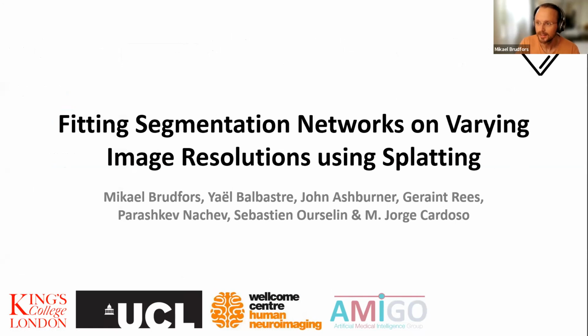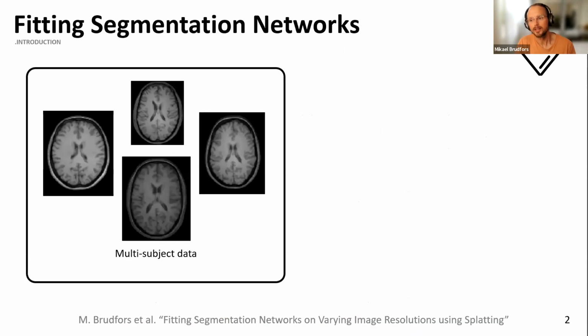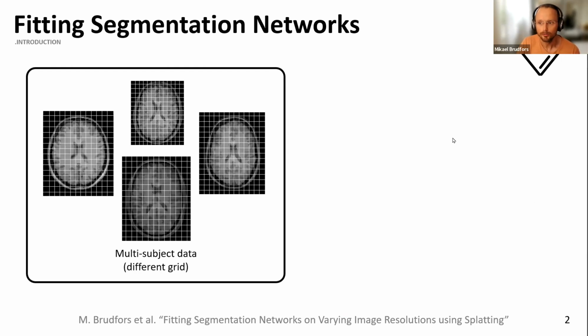So I can't be here in person. I'm Mikhail, and as was already said, I'll be presenting our work on fitting segmentation networks on different image resolutions. This connects a little bit to the question that was asked at the end of the first talk, I think. Anyway, let's go. Let's say we have medical images of different subjects, for example T1 weighted brain MRIs, as shown on this slide. In the raw format, these images are commonly defined on different grids, that is with different dimensions, orientation, position, etc.